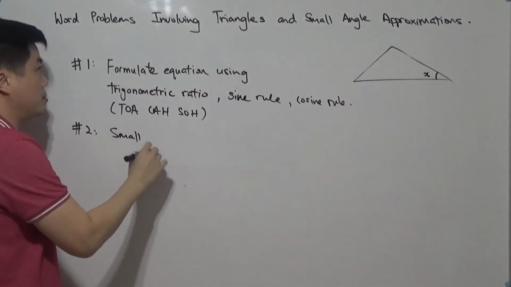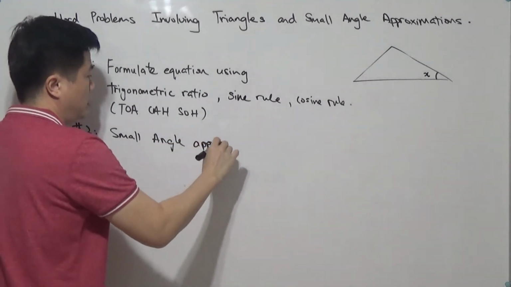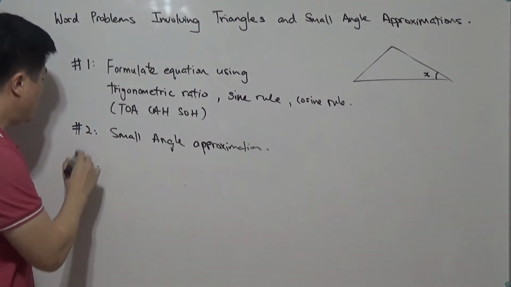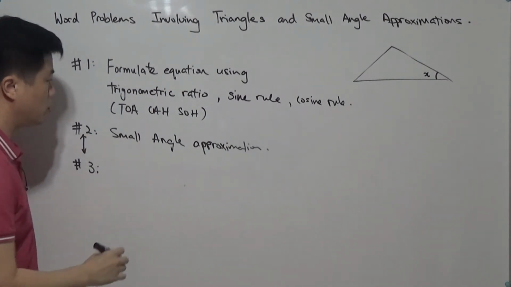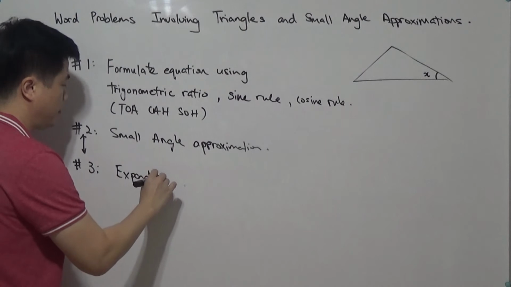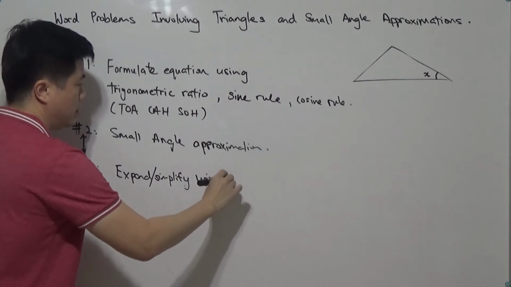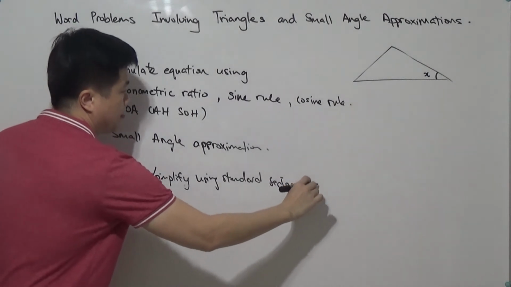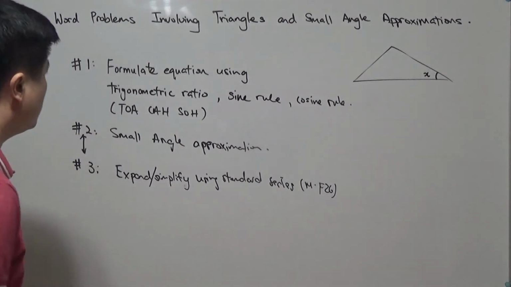Now, step number 2, you will apply your method for small angle approximation. Most often than not, according to experience, these two are tied together. It depends on the question, but usually you would also be expected to expand and simplify, using the standard series expansion that you get from your MF26, which is your formula sheet. So this is what you will need.